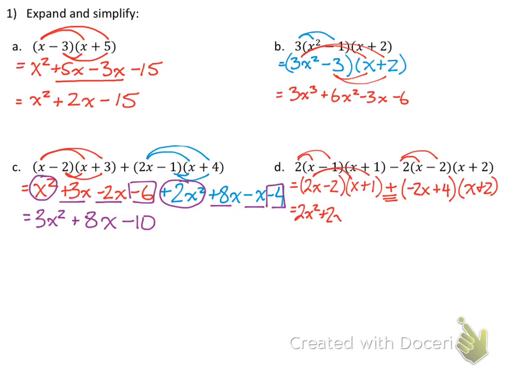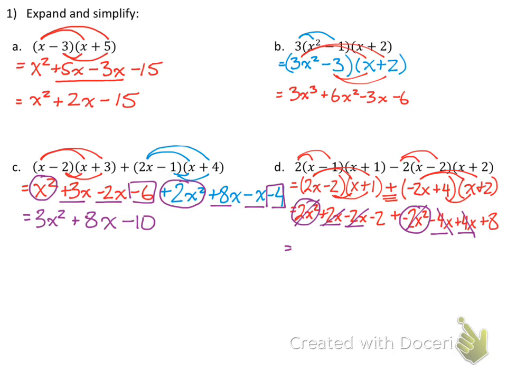So multiply out the first two brackets. So 2x squared plus 2x minus 2x minus 2, and then plus negative 2x squared minus 4x plus 4x plus 8. And then we collect. So the x squareds cancel out. The 2x minus 2x is going to cancel out, and the minus 4 plus 4 is going to cancel out. So all that stuff's gone, and all we're left with is 6. So that simplifies a lot.